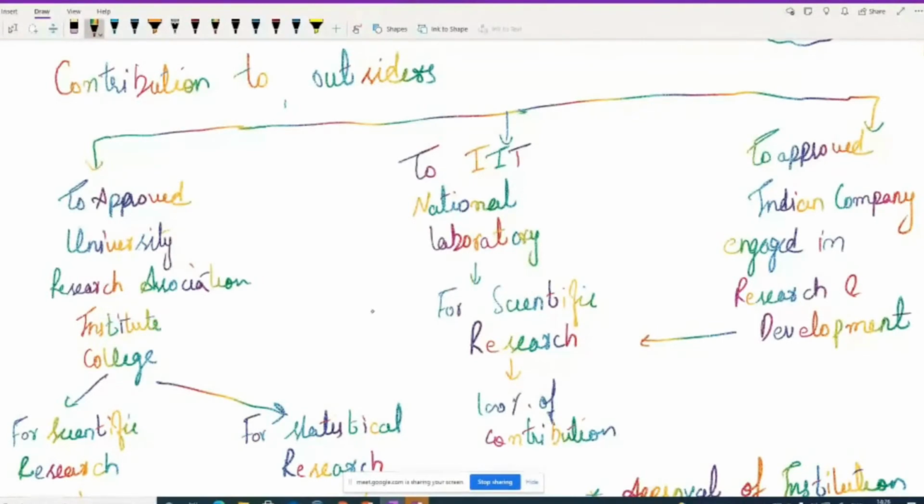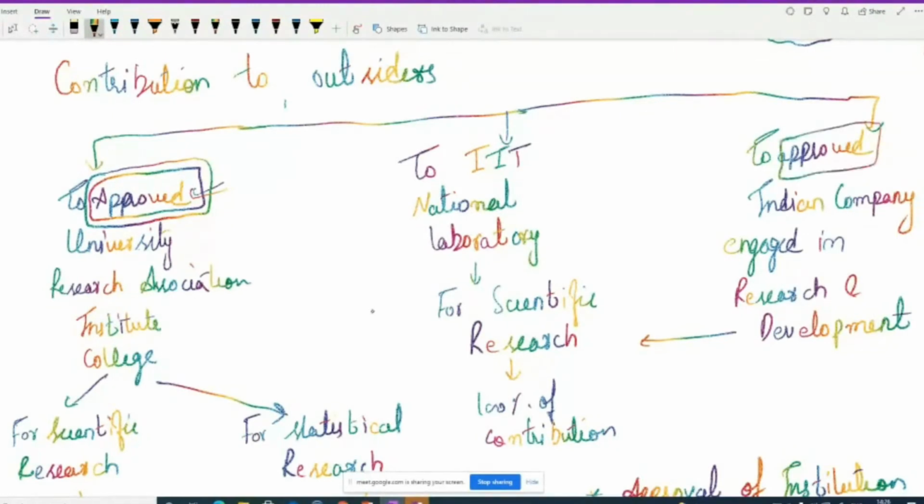So to an approved university, here you have to check the language of the question, and you have to be very alert when this type of situation is given. You have to check this word approved. If the approved word is there, only then is 100% deduction allowed. Otherwise, if the approved word is not there in that sentence, it's not allowed. So you have to be very clear about that approved word.